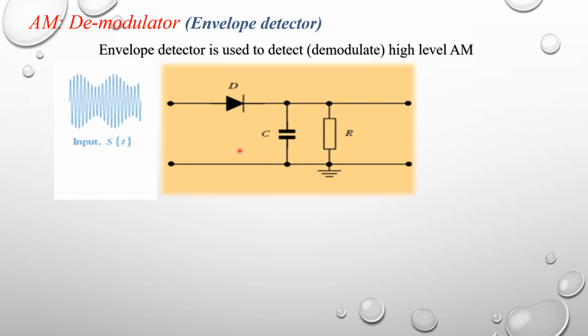The low pass filter contains a parallel combination of a resistor and capacitor. The resistor and capacitor are connected in parallel, and the parallel combination acts as a low pass filter. Across the low pass filter, we receive the demodulated output, which is approximately equal to the message signal m(t).